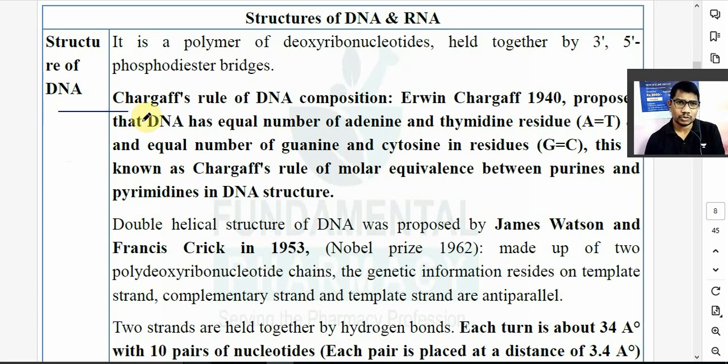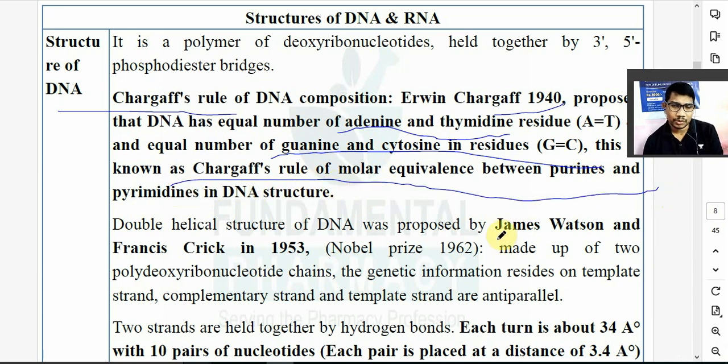So remember Chargaff's rule, Irving Chargaff in 1940. He proposed that whatever adenine is there is exactly equal to thymine. So the adenine-thymine content of DNA is equal to the guanine-cytosine content. As much adenine as there is in DNA, there will be that much thymine. As much guanine as there is in DNA, there will be that much cytosine. It is known as molar equivalence of purines and pyrimidines. So the number of purines is equal to the number of pyrimidines in the DNA structure, known as Chargaff's rule of molar equivalence between purines and pyrimidines.